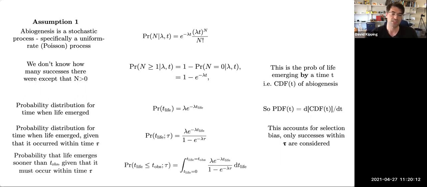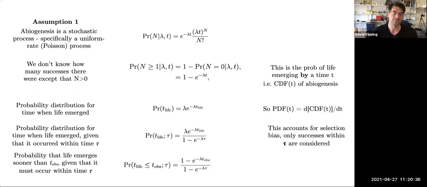And finally, we actually don't know that life emerged at a certain time t obs. We only know that it emerged before a time t obs. When we see microfossil evidence, that's not the date when life started. Life would have had to start before then to have had some time to develop those fossils in the first place. So that's only the upper limit as to when life started. So you have to do an integral.